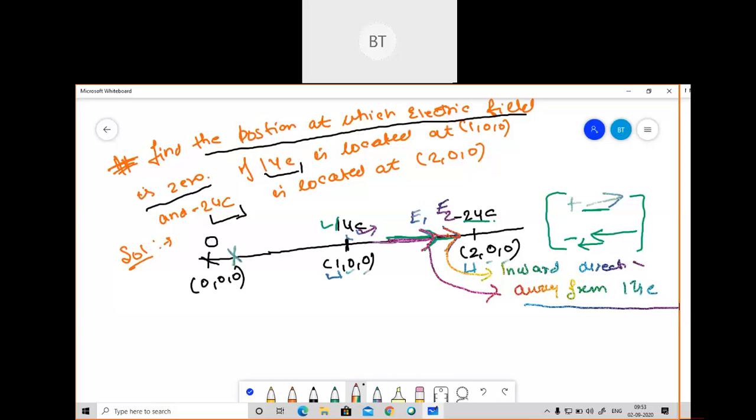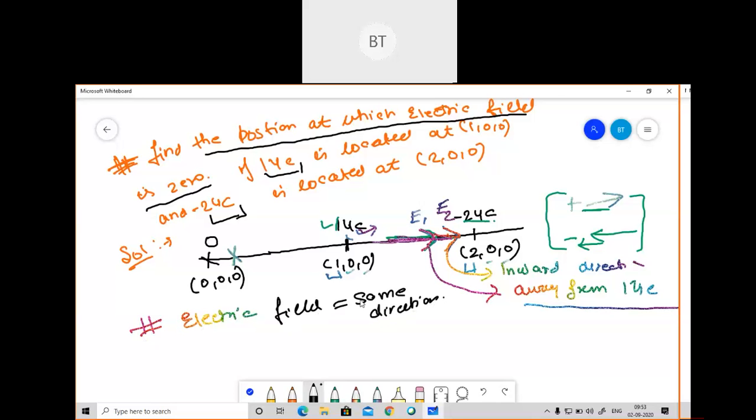So you will get that these two have the same polarity. This is in the same direction, so it will get added, because the electric field is in the same direction. So what I will write here: electric field is in the same direction, both electric field E1 and E2. So it will get added.